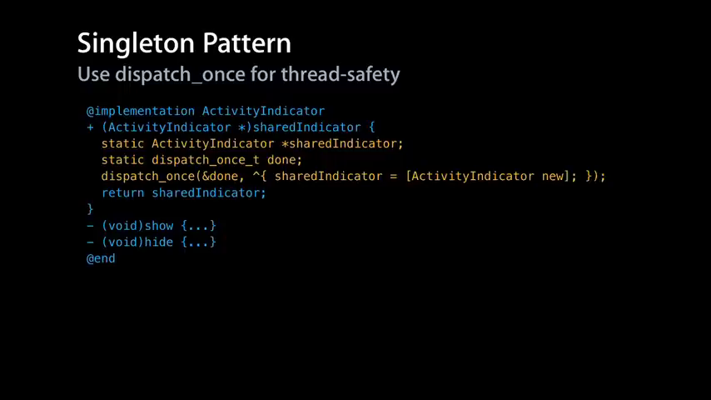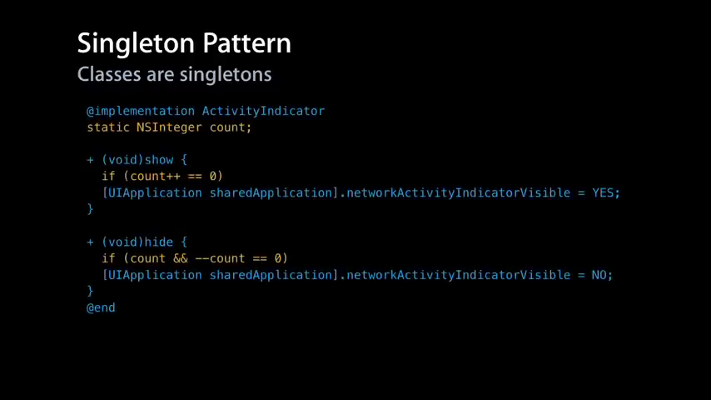Or another way to achieve a similar effect is to simply use the fact that classes are singletons. For example, let's say you have multiple network requests going on and want to display the network activity indicator as long as at least one of these requests is still alive. A simple static counter might be all you need.